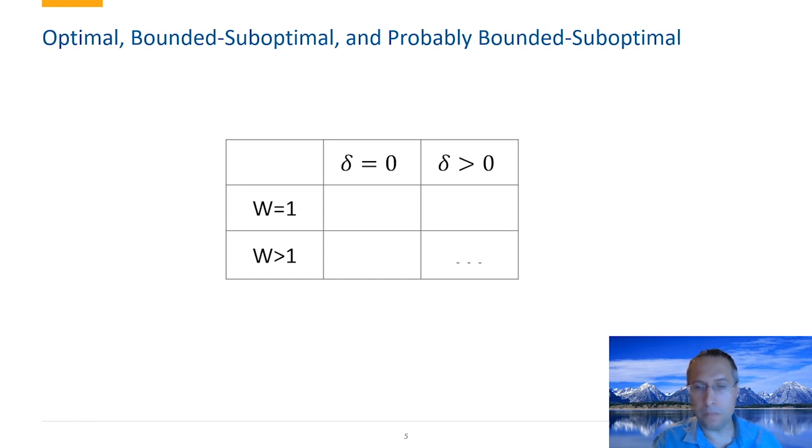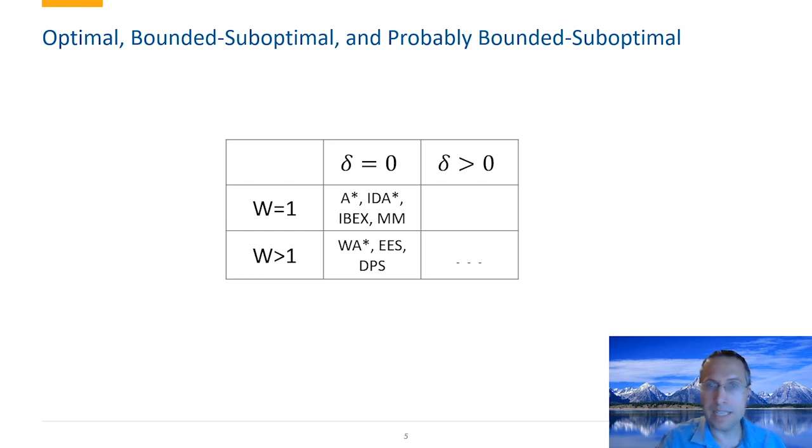You can look at optimal and bounded-suboptimal search setups as special cases of this probably bounded-suboptimal setup. For delta equals 0 and W equals 1, this is exactly optimal search, and algorithms such as A star, IDA star, and others fall into that category. Similarly, setting delta equals 0 but W larger than 1 gives us bounded-suboptimal search. And then you can use algorithms such as weighted A star, EES, and dynamic potential search, which we've seen before. However, setting delta equals something that is larger than 0, for this we need something new.